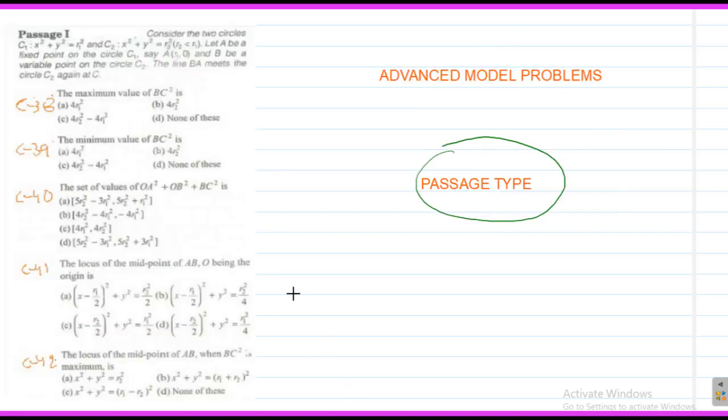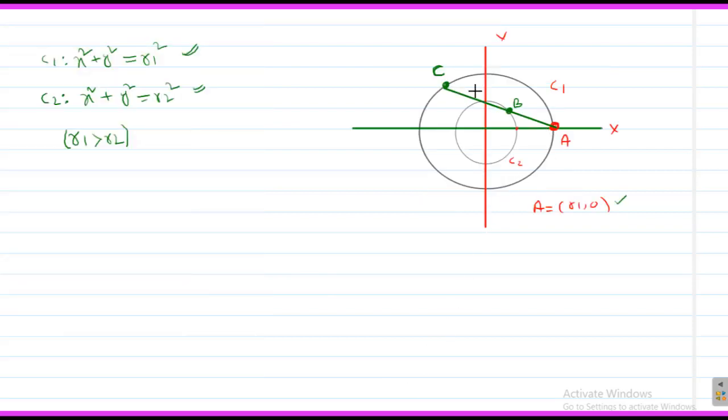Okay. First of all, see question number 38. The minimum value of BC square. You want the minimum value of BC square, which means first of all you want to find the coordinates of B and coordinates of C. Then you can find the distance between B and C. Here I want to use the symmetric form of the straight line to find the coordinates of B.